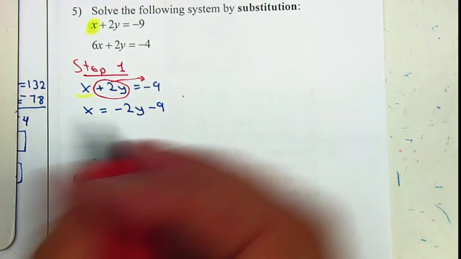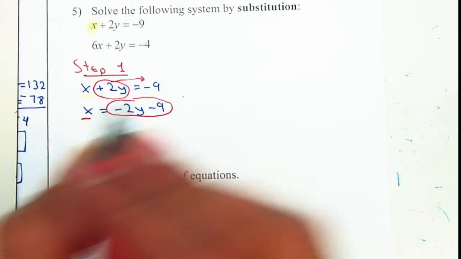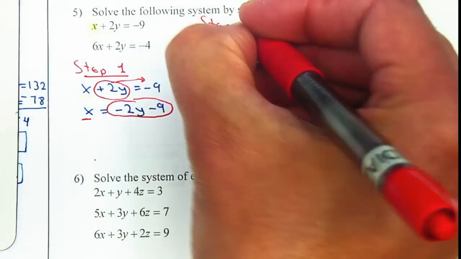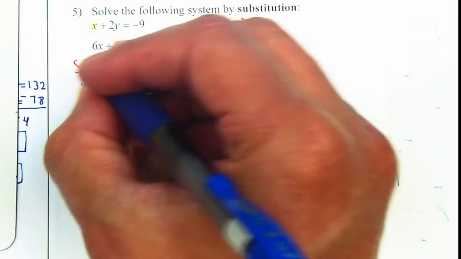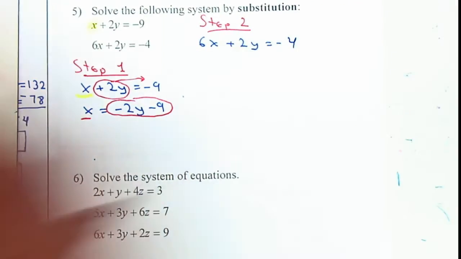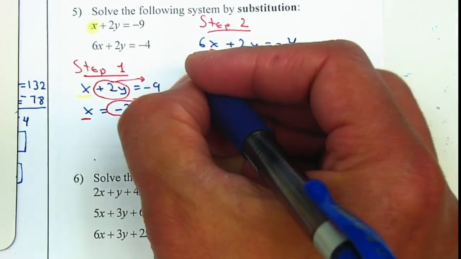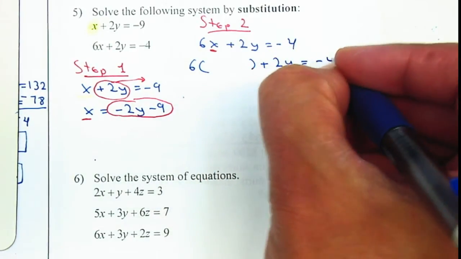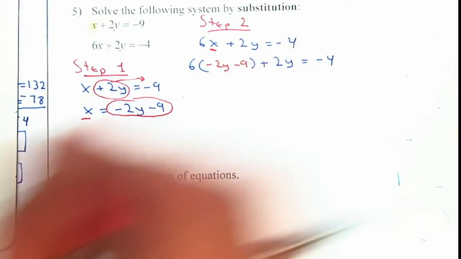Now that I know the value of x, which is -2y minus 9, I'm going to plug it into the other equation. Step 2. I have 6x plus 2y is equal to -4. But instead of the x, I'm going to replace it with the value of x, which is -2y minus 9.